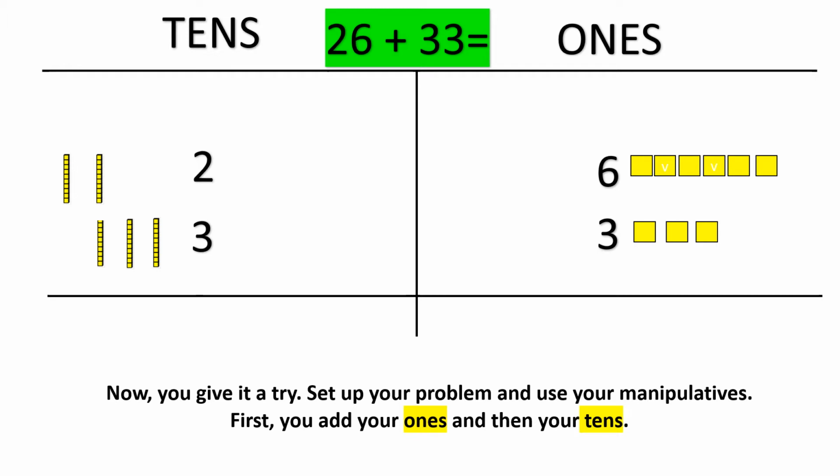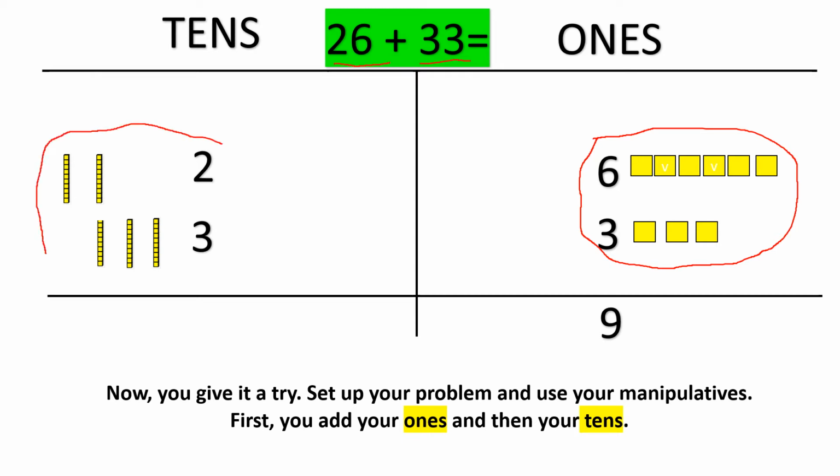Awesome. Set up your problem just like the screen. 26 plus 33. First you add your ones. 6 plus 3 is 9. Then you add your tens. 2 plus 3 is 5. If it's helpful, count your counters on the side of the numbers.